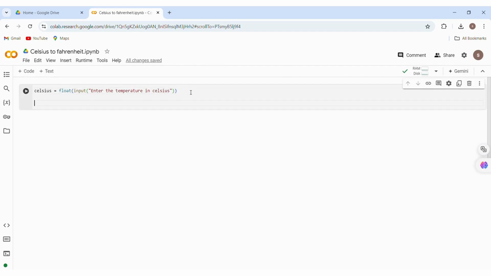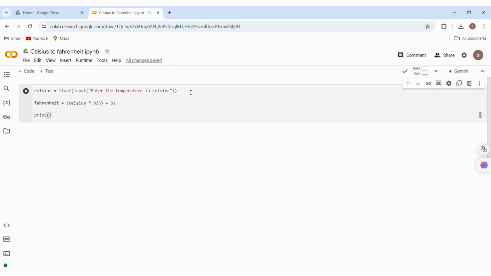Next, for the conversion, we are taking Fahrenheit is equal to Celsius into 9 by 5 plus 32. Next, we need to print the value.